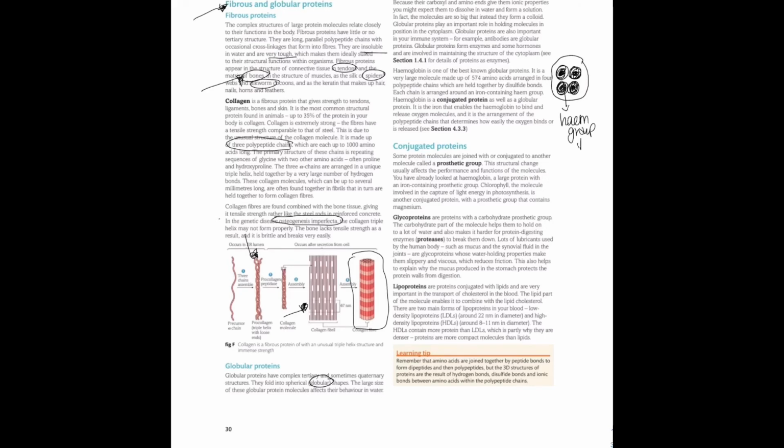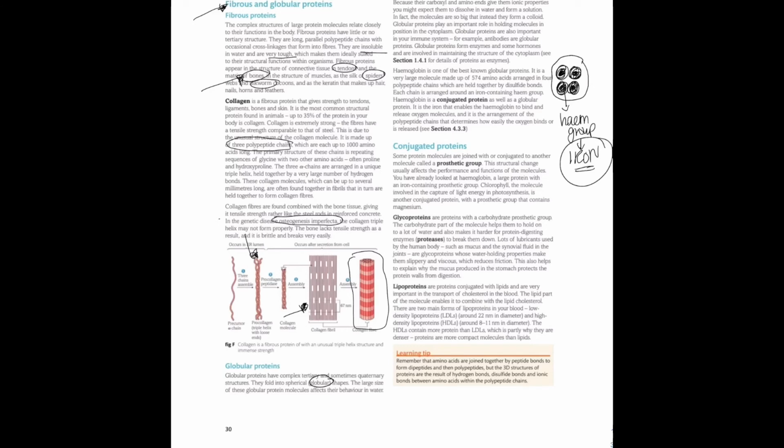And the heme group contains iron. That's what gives hemoglobin the red color, because iron is naturally red. Hemoglobin is a conjugated protein as well as a globular protein. So conjugated means it contains another molecule within it. And here they're referring to the iron. Yes, it is the iron that enables the hemoglobin to bind and release oxygen molecules.